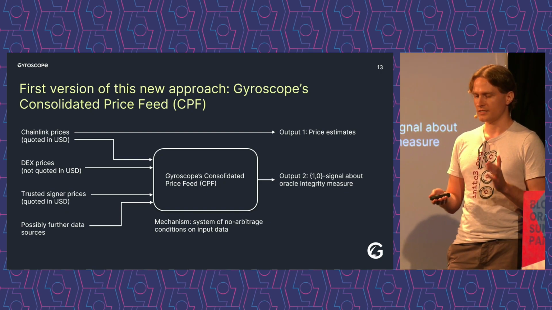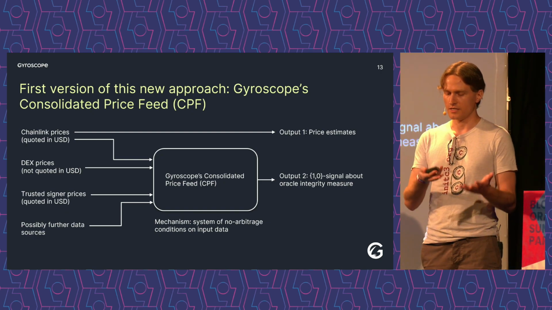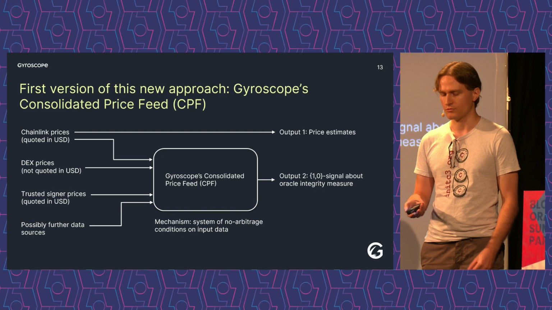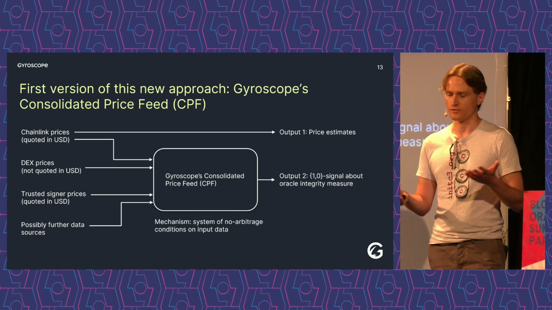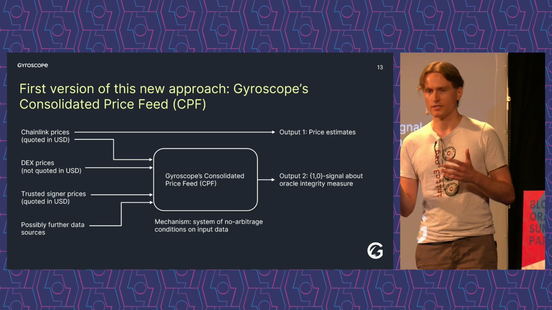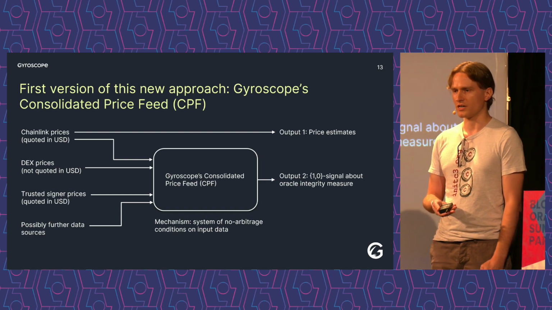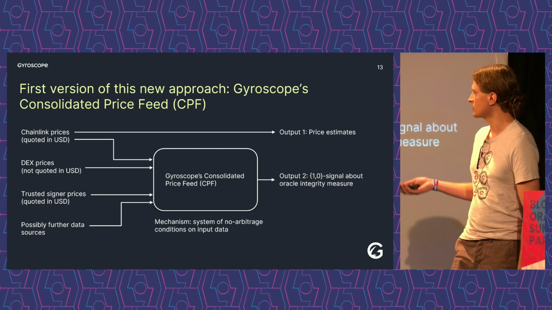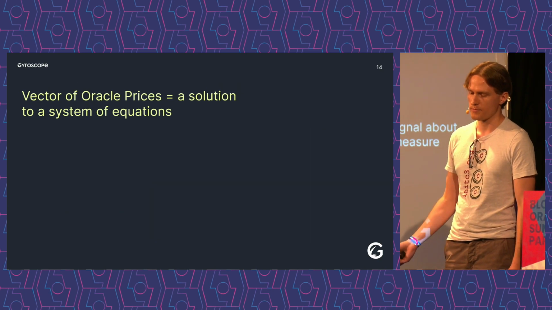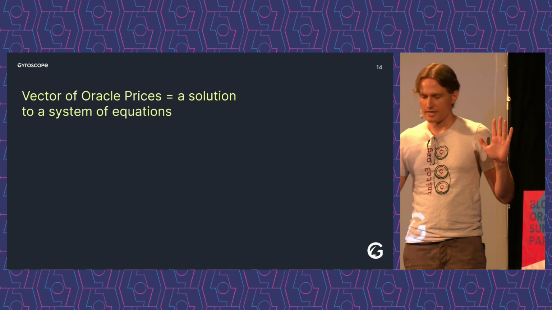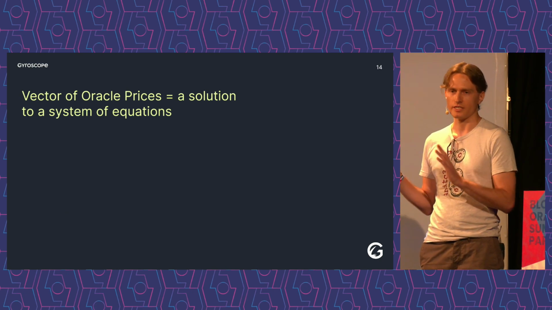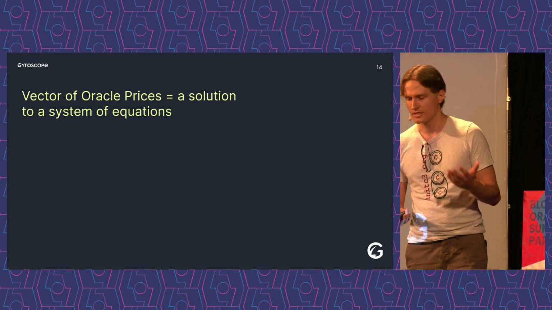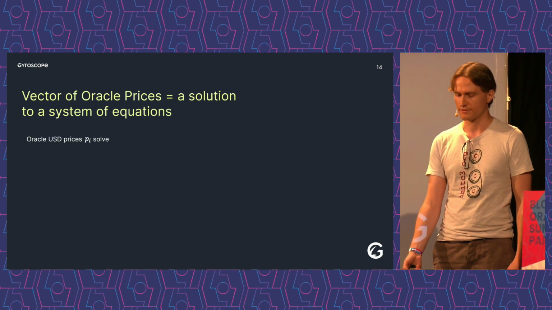And we're taking input data, for this first instance at least, from Chainlink prices, which are quoted in USD. We're also using DEX prices, which are not quoted in USD, and so you, of course, have to handle that case. And then some other trusted signer prices as well, which are quoted in USD, but are trusted centralized feeds, and we're also exploring some further data sources to include. You can think of this broadly as a vector of Oracle prices, and this system is looking at a solution to a system of equations about these no arbitrage conditions.